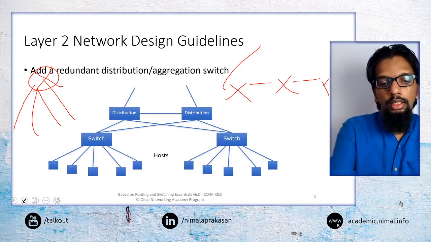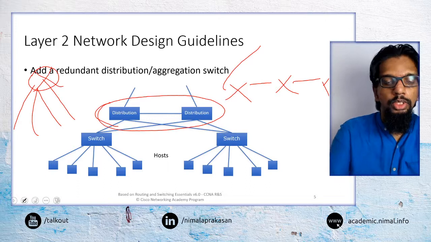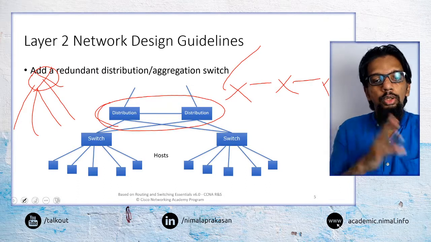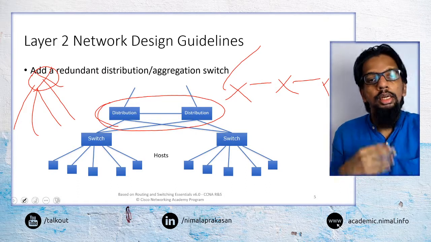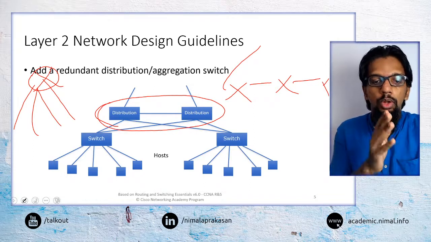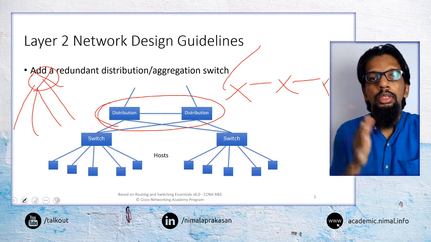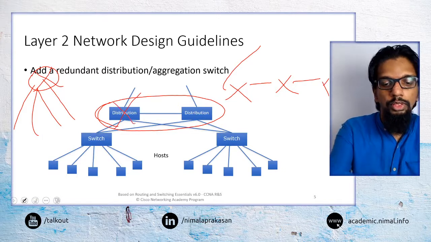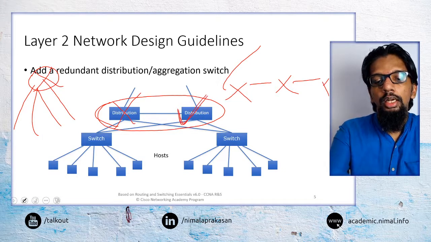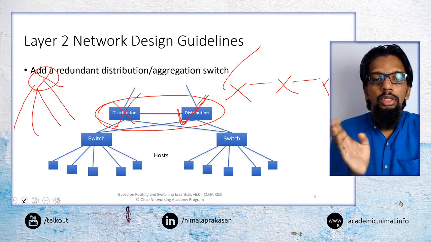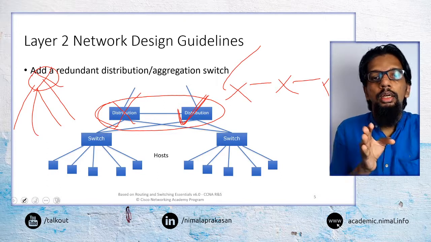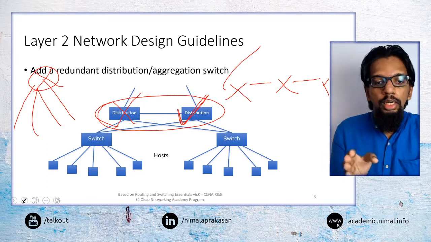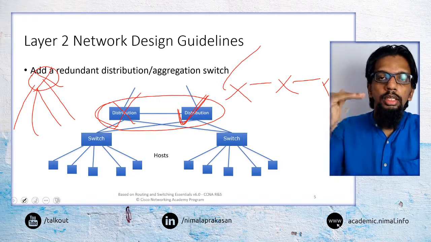So for that reason, what we would do is at the distribution layer, we would duplicate that and create redundancy. So now we have not only one distribution switch, we have two distribution switches. So if one of those switches fails, the other one can still continue to work. So we would prefer to add a layer of redundancy at the distribution layer.